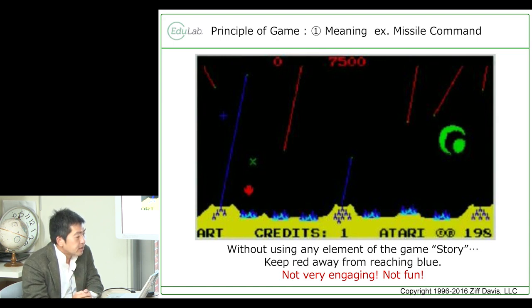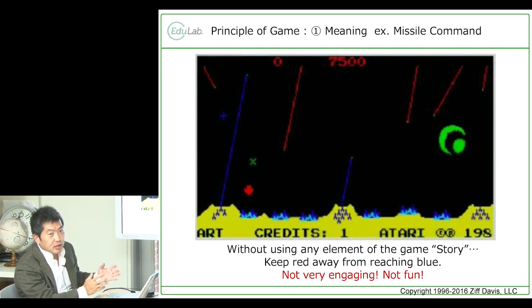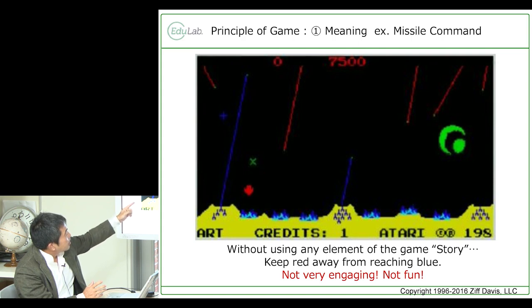Another example. This is a very old game on an Atari. Atari was one of the first consumer-based game platforms that came out. And this was one of the best-selling games on the Atari platform, called Missile Command. If you just exclude the story from this game, what you are basically doing here is you have to avoid that red dot coming down and hitting you at the blue point. To avoid that happening, you have to use that blue dot and hit that red one.